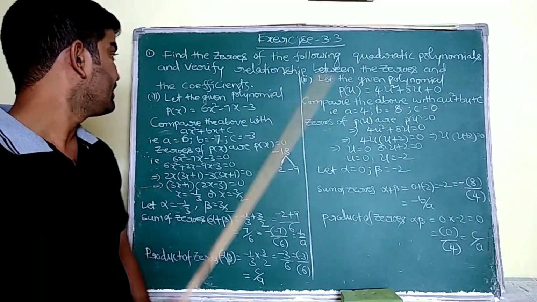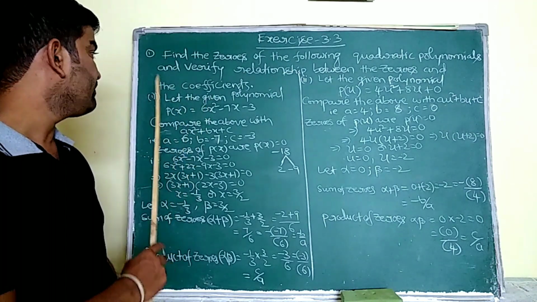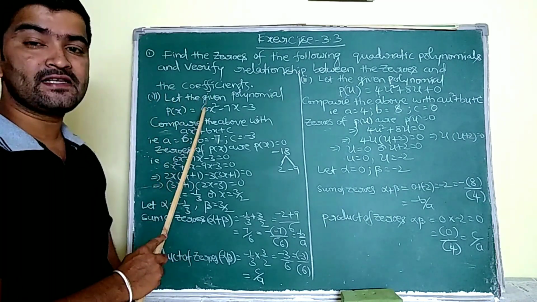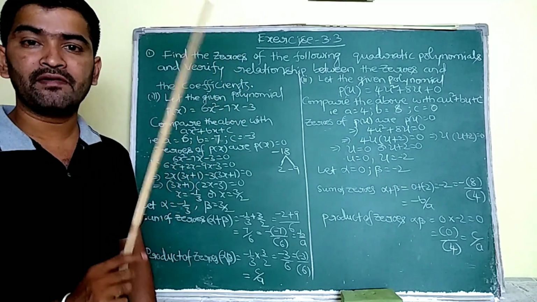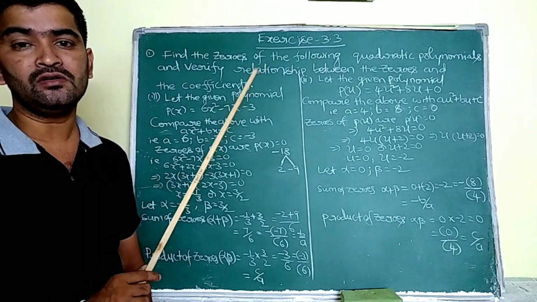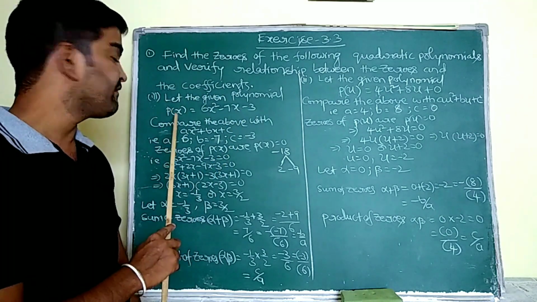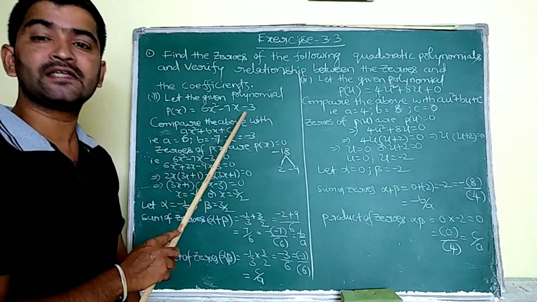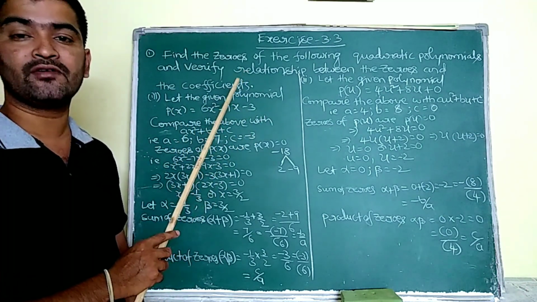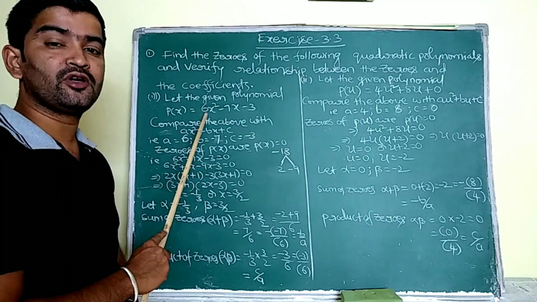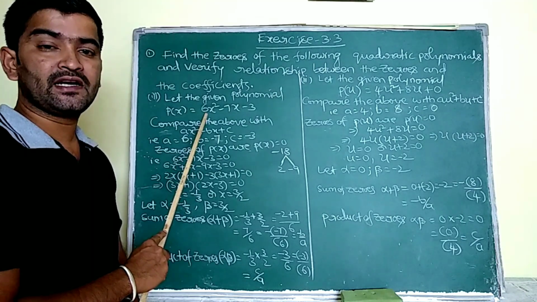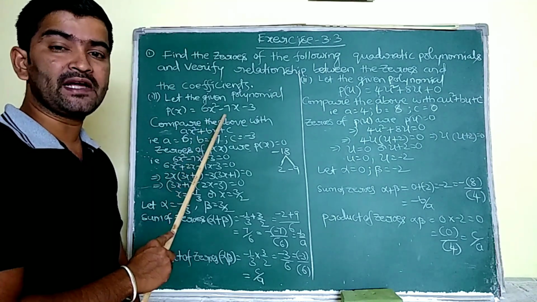Third question. Here they gave the polynomial p of x as 6x square minus 3 minus 7x. That means the given terms are not in order. So let the given polynomial p of x be equal to 6x square minus 7x minus 3. You have to arrange the given polynomial in order. So I'm going to assume this polynomial as p of x, and that is expressed as 6x square minus 7x minus 3.